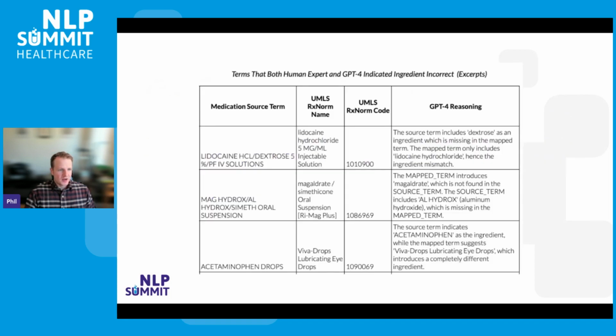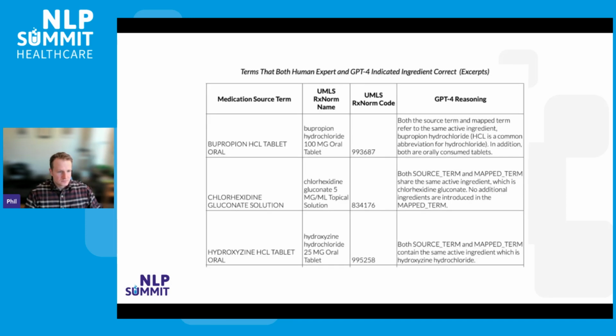Here's an example of terms that the human and GPT-4 indicated were ingredient incorrect, and ingredient correct.